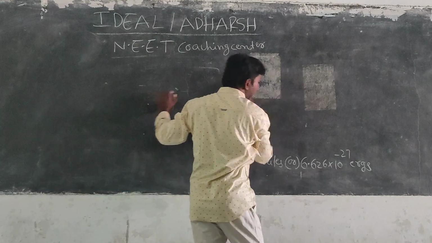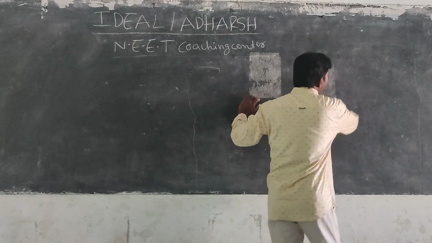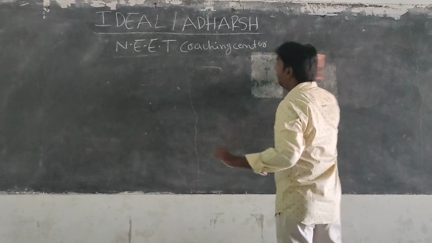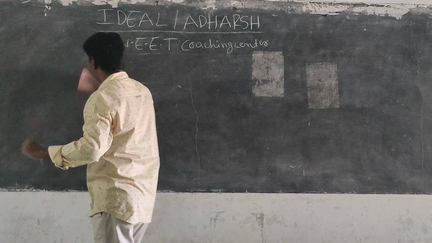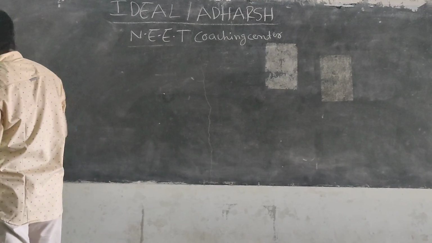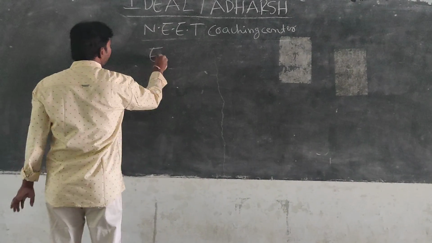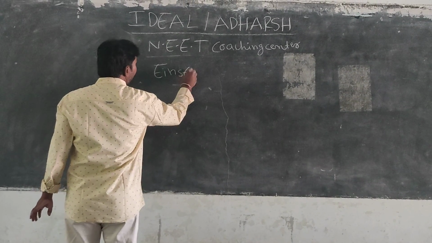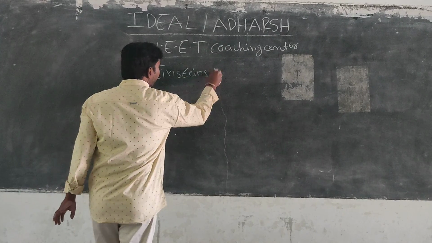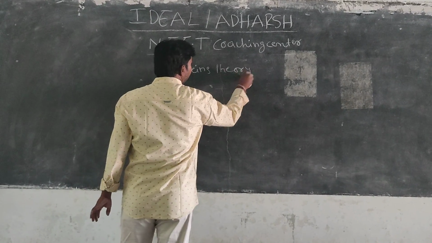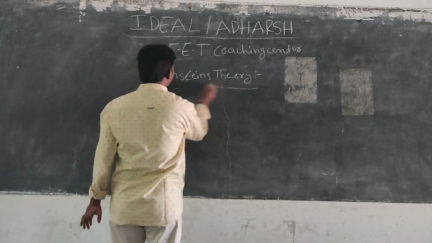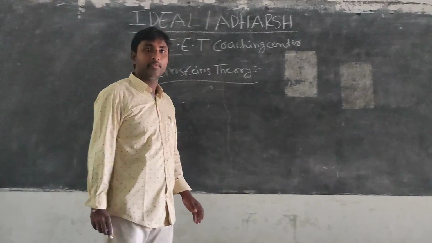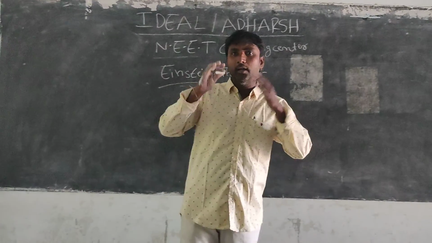Next, following Planck's theory, one small theory is Einstein's theory. Okay, listen, students.